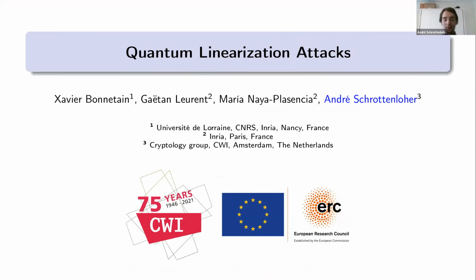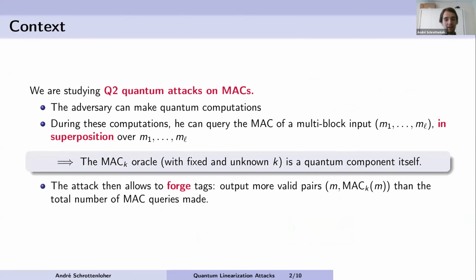Thanks a lot. As the title says, this is the only talk in this session, I think, which is about quantum attacks. The model of quantum attacker that we consider here is even more specific: quantum attacks in the superposition model. Imagine an adversary that can make quantum computations, and during these computations the adversary can query, in our case, a MAC, a message authentication code, which has inputs of multiple blocks. These queries can be made in superposition over the inputs.